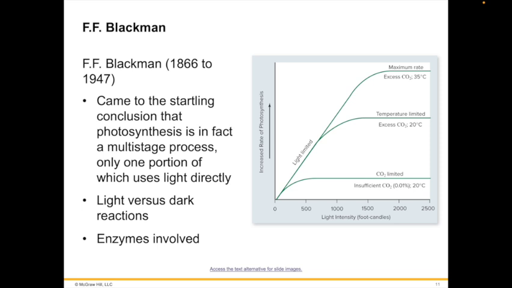The temperature effect Blackman observed leveled off at about 35 degrees Celsius. High temperatures cause the rate to decrease rapidly. He correctly concluded that enzymes must carry out the light independent reactions.